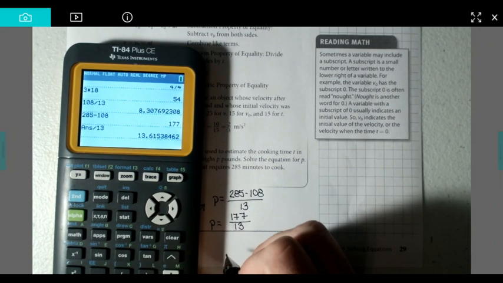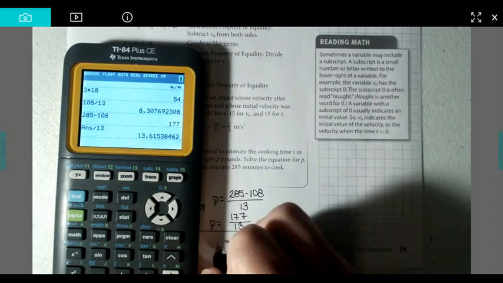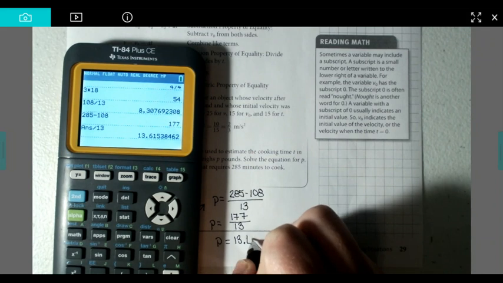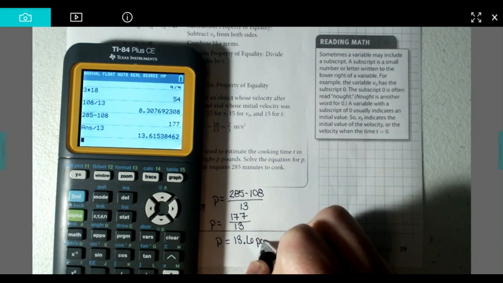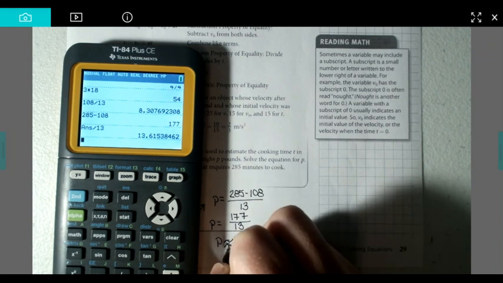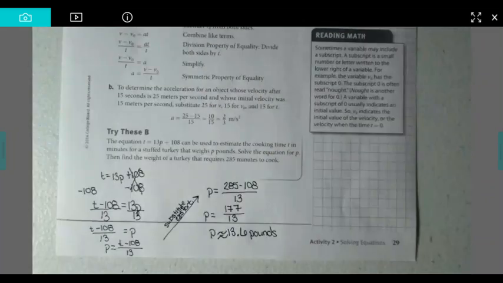So what this tells me is that my turkey is approximately 13.6 pounds. And since this is an estimate, I'm actually going to use the approximate symbol, not the equal symbol. So I've got P is approximately 13.6 pounds.